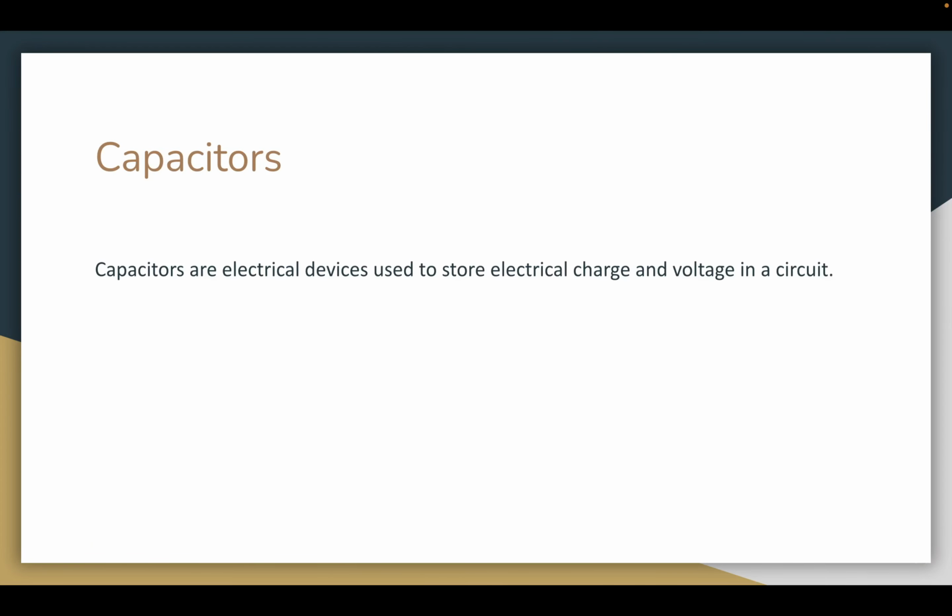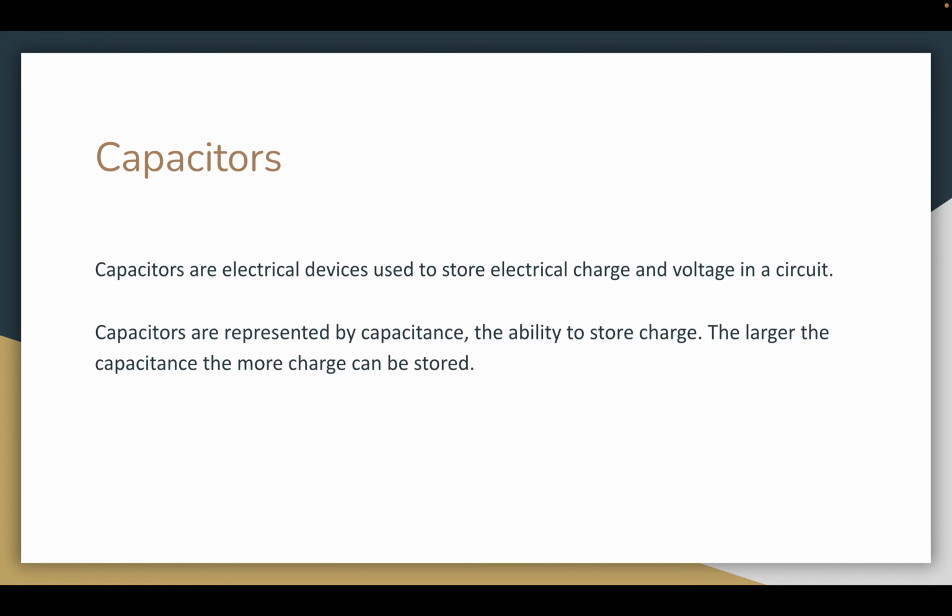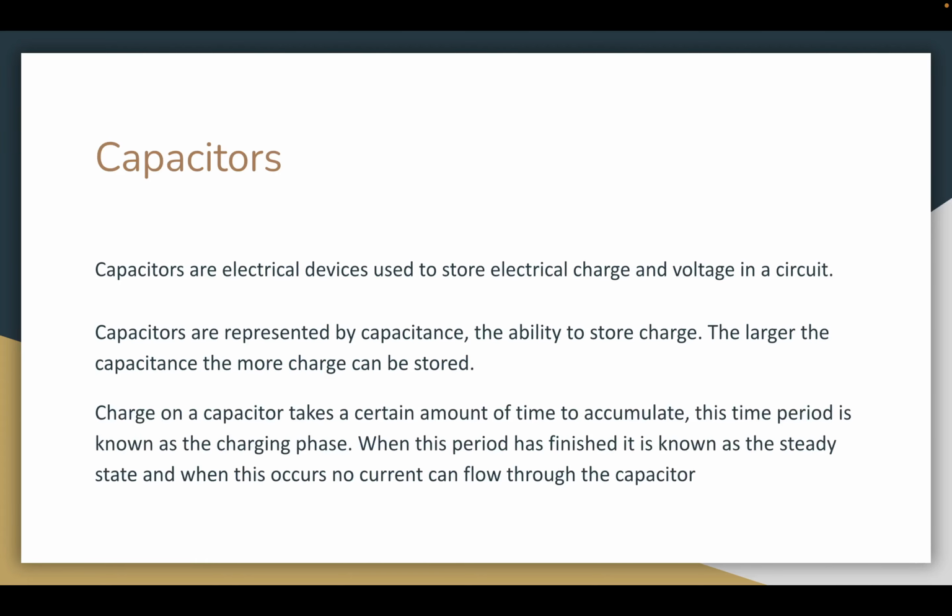Capacitors. Capacitors are electrical devices that are used to store electric charge and voltage in a circuit. They are represented by capacitance, the ability to store charge. The larger the capacitance, the more charge can be stored. A certain charge in the capacitor takes a certain amount of time to accumulate, and this time period is known as the charging phase. By the end of it, it's known as a steady state, and when this occurs, no current can flow through a capacitor.